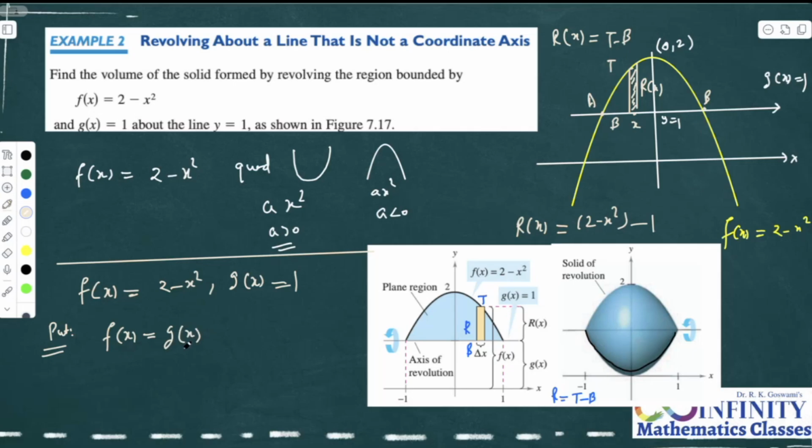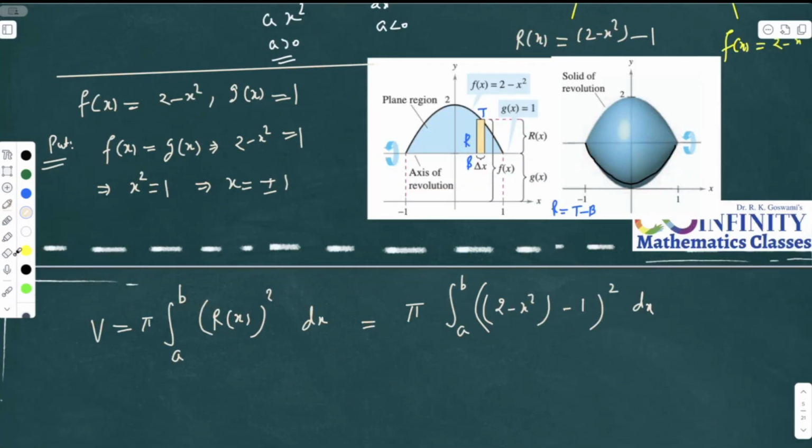Whatever the solutions, the x values are going to be the limits for us in the volume case. So I'm just asking you to equate them. X square is going to be 1. Do you agree? Right. Then x would be plus or minus 1. Perfectly okay. So the limits I was talking about, A to B, A is going to be minus 1, B is going to be 1. Agree? Right. So now it is a simple question for you to integrate from minus 1 to 1 of this (1 minus x square) whole square.